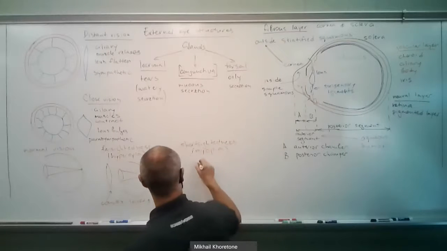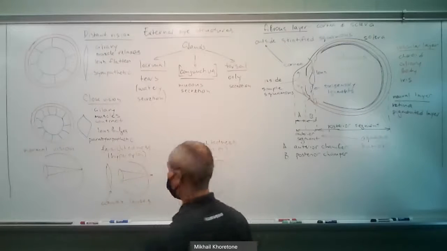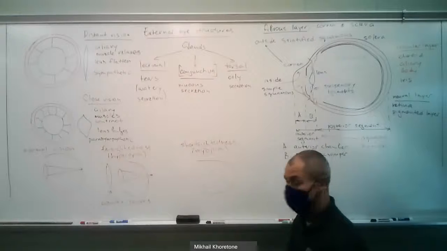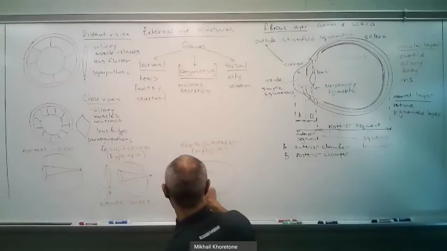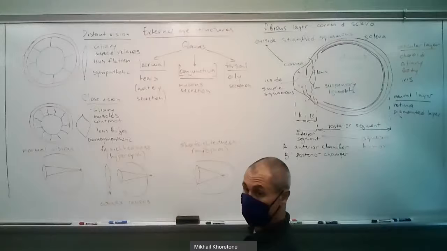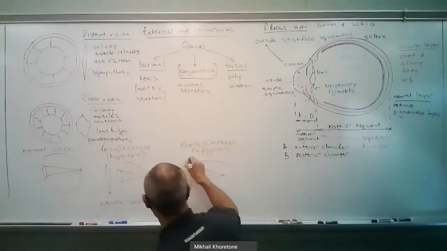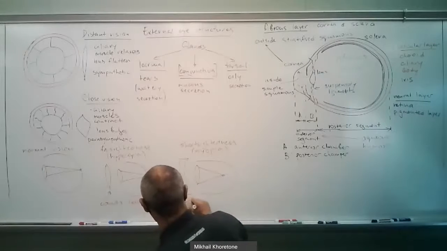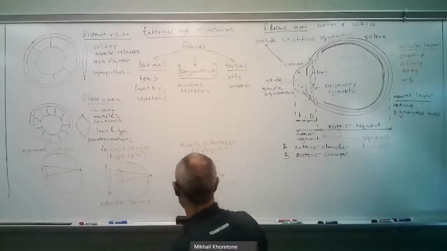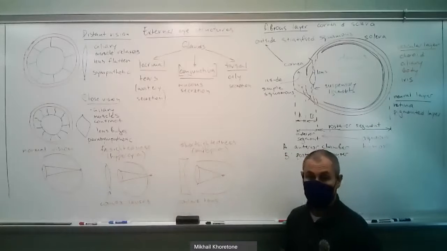In this case, the eyeball is too long, so the lens focuses the light in front of the retina, and that can be corrected by the concave lens. Does that make sense? Good.